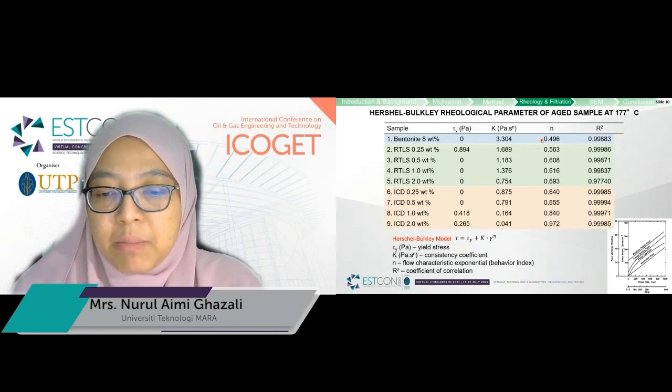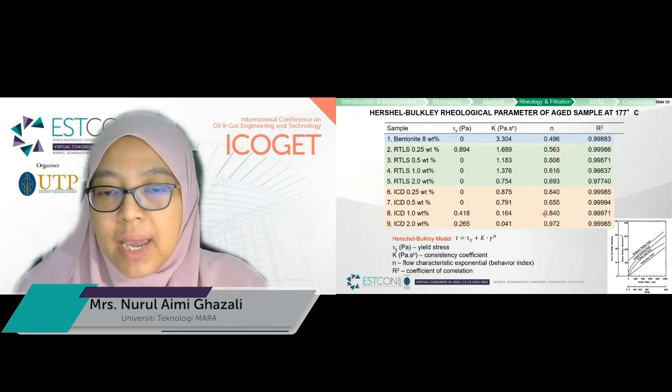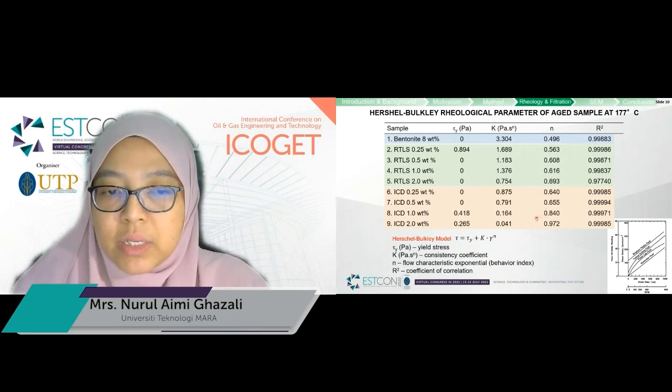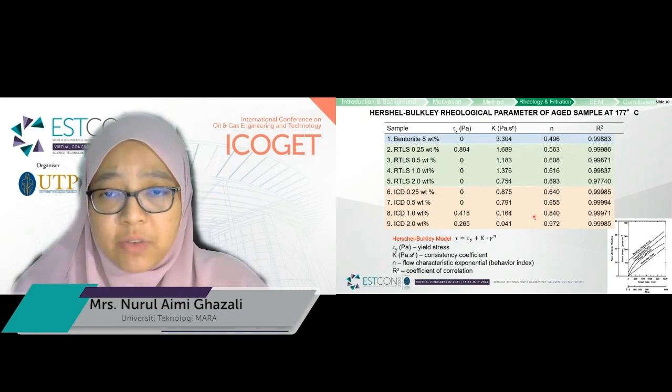As can be seen, for all the RTLS samples, the fluid belongs to Newtonian fluid when N is equal to 1 and tau is equal to 0, which can be observed in ICD.